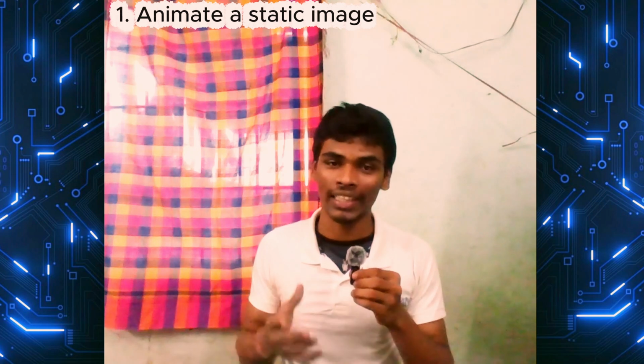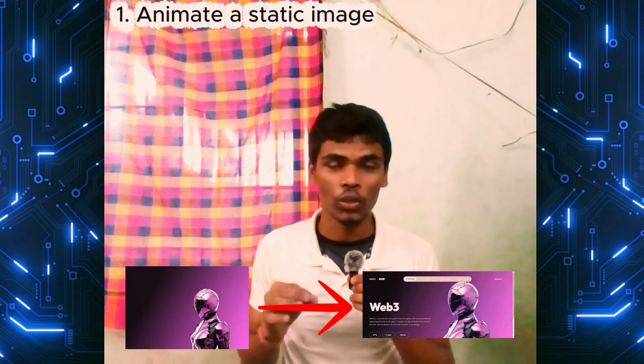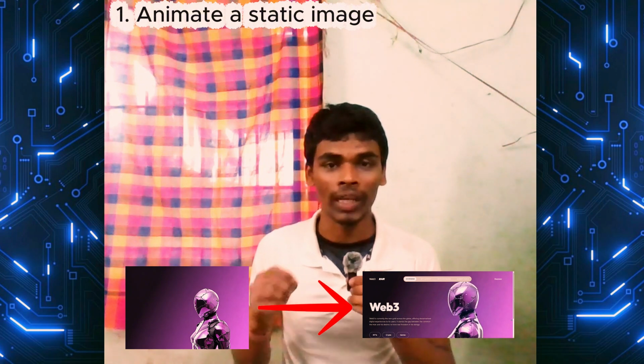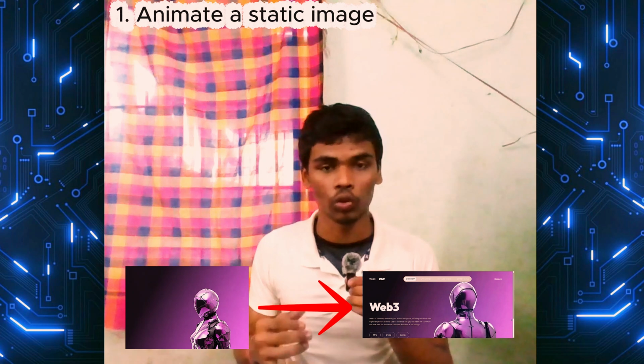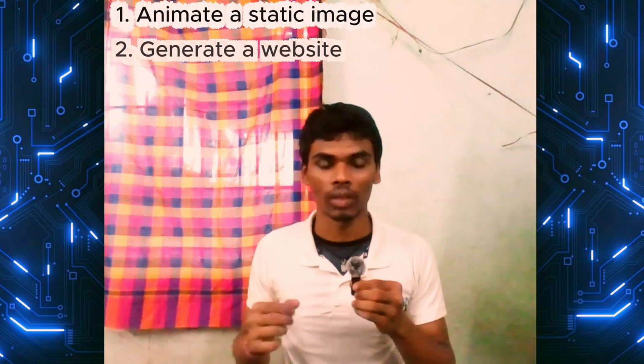First of all, we'll take a normal image and turn it into a smooth animated video using AI. I'll show you how to generate natural looking animations that can be used as an eye-catching hero section for your website. Step number 2. Generate a fully functional website.